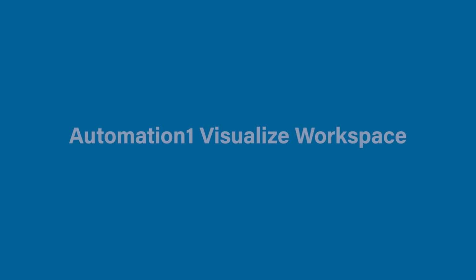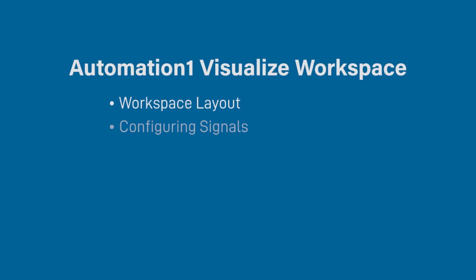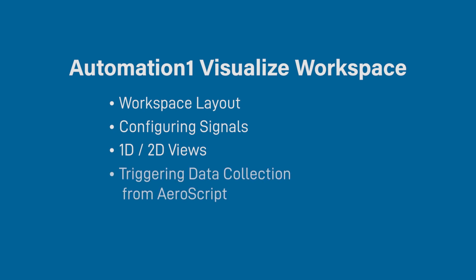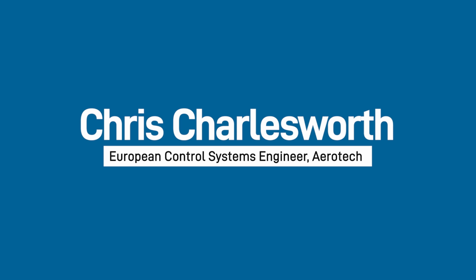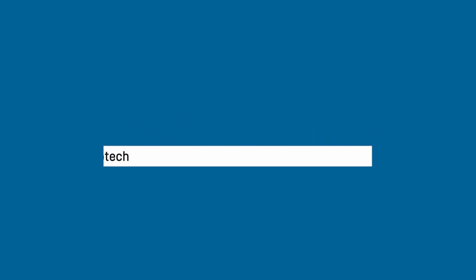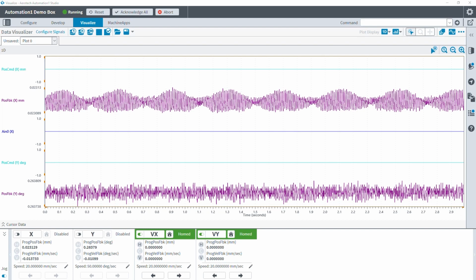In this video, we will take a guided tour of the Automation1 Visualize workspace and take a brief look at the workspace layout, configuring signals, 1D and 2D views, and triggering data collection from AeroScript. My name is Chris Charlesworth, and I am the European Control Systems Engineer for Aerotech. Let's begin by taking a look at the workspace layout.